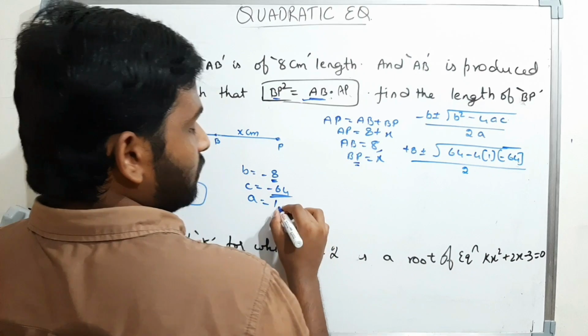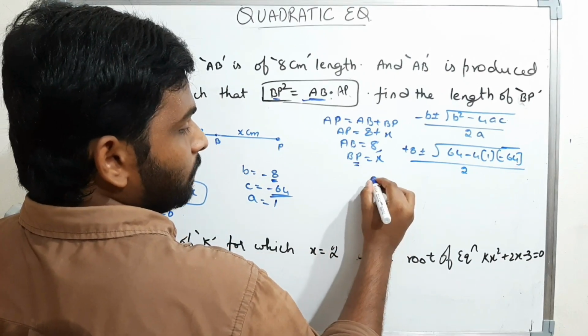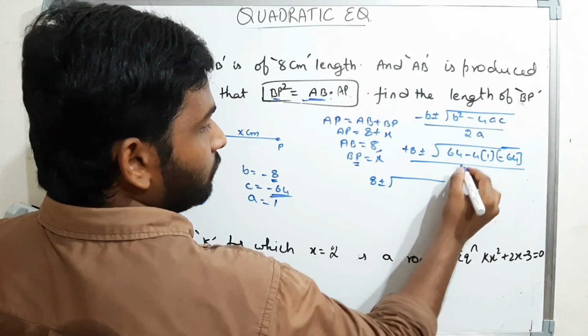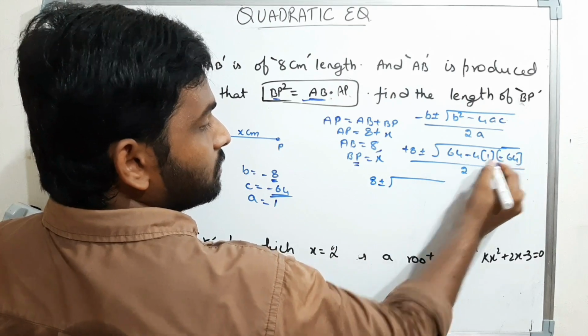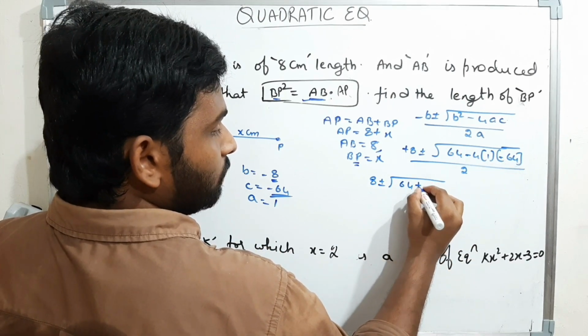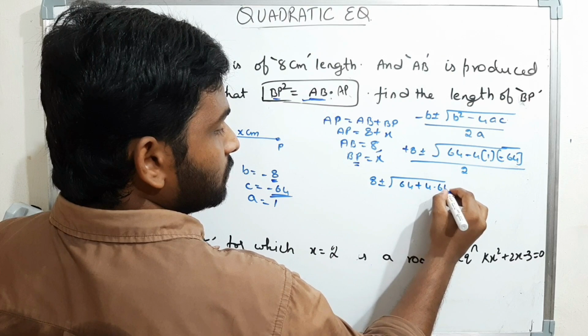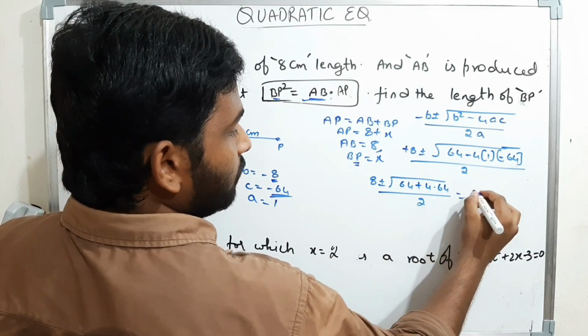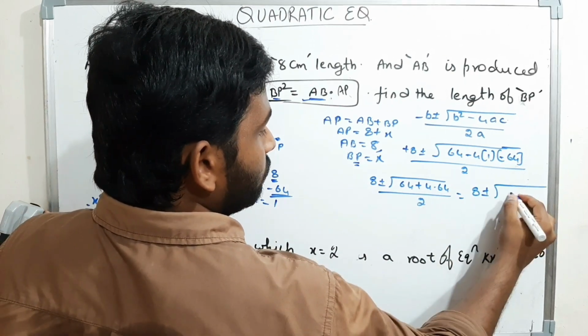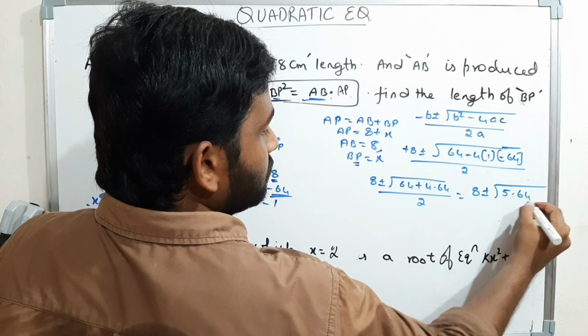By 2 into a is 1. Therefore, what are the roots? 8 plus or minus root of (minus into minus is plus) 64 plus 4 into 64 by 2. It's nothing but 8 plus or minus root of 5 into 64 by 2.